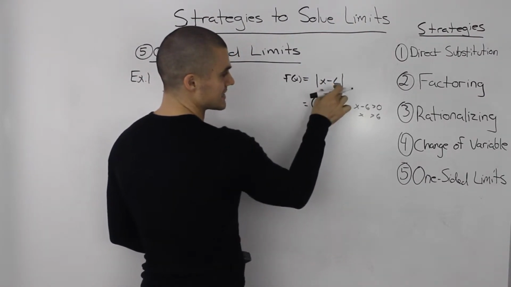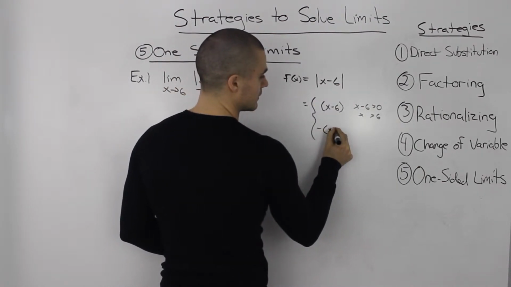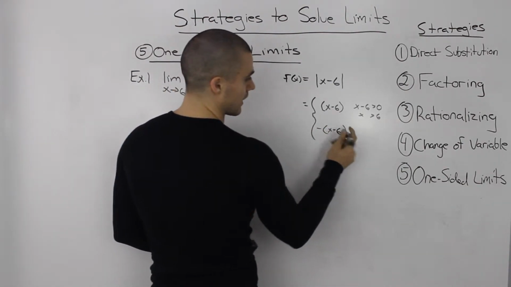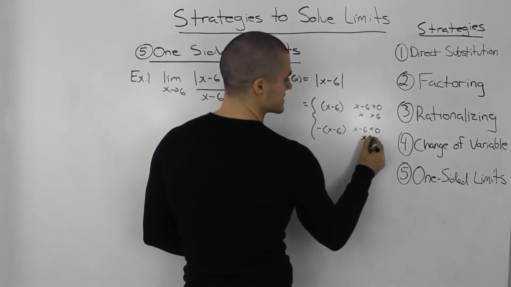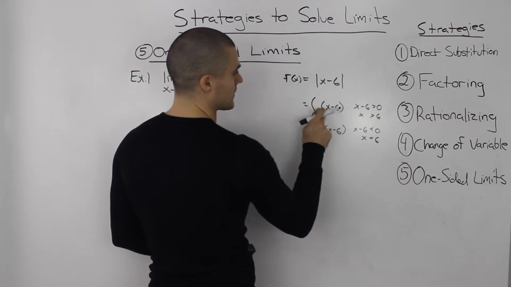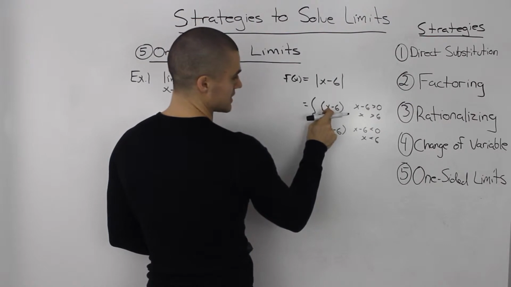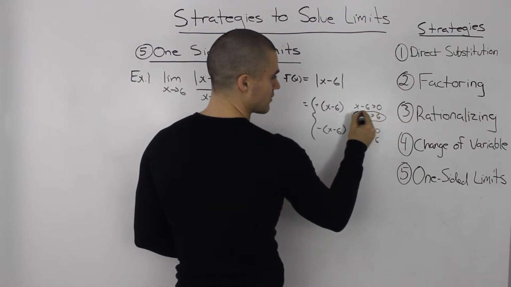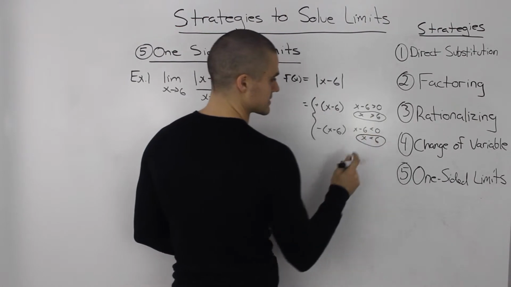Now, if the portion inside the absolute value is negative, we're going to have to multiply whatever that portion is by a negative 1 to change it to a positive. And that's only when x minus 6 is less than 0, or when x is less than 6. Okay, so we changed this to a piecewise function. The absolute value of x minus 6 is equal to positive x minus 6 only when x is greater than 6, and it's negative x minus 6 when x is less than 6.